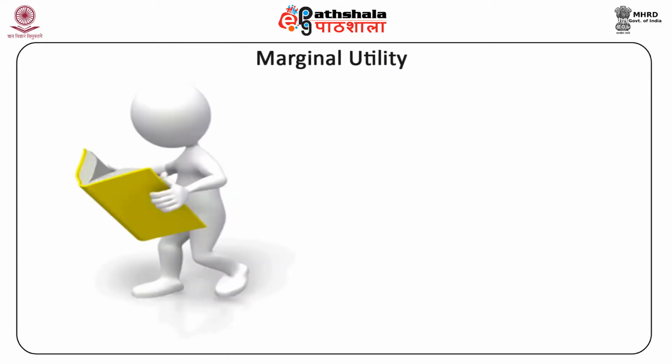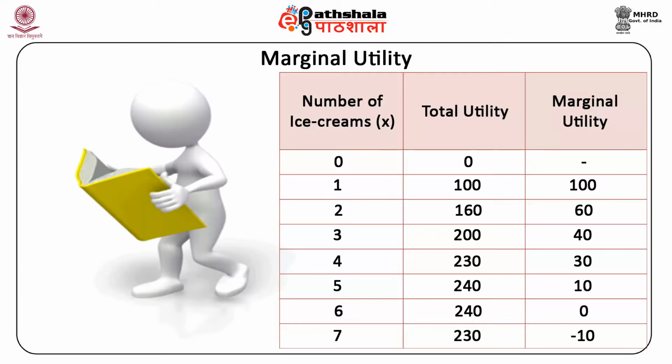From the calculations given in the table, it should be clear to you that marginal utility of the nth unit consumed, that is MUn, is calculated by taking the difference between TU attained by consuming n units of a good X, that is TUn, and TU attained by consuming n minus 1 units of X, that is TUn-1. Therefore, we can write TUn - TUn-1 = delta TU = MUn.